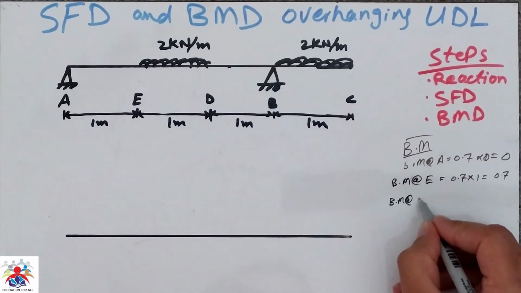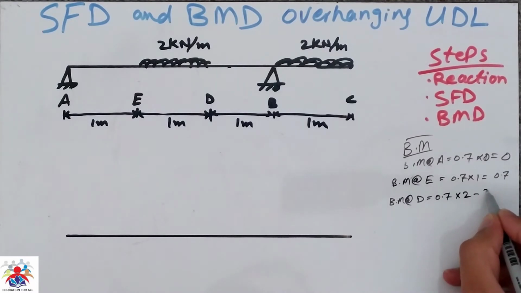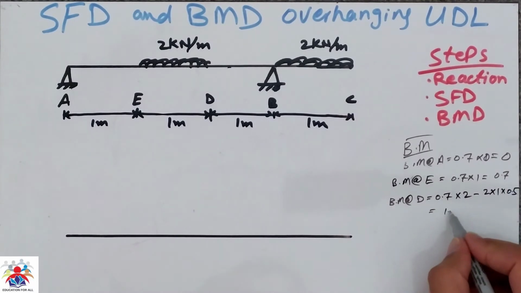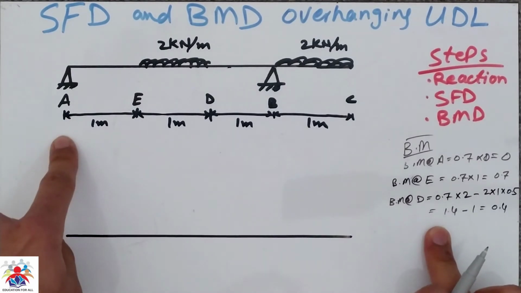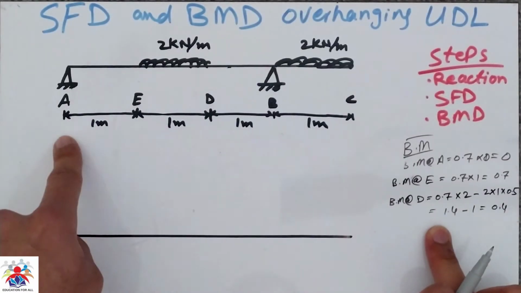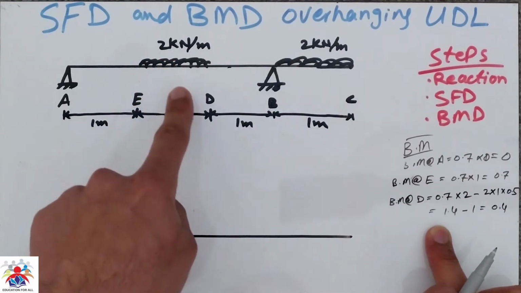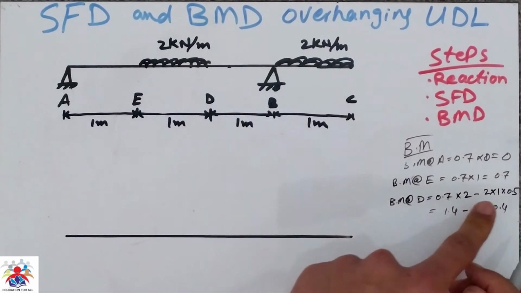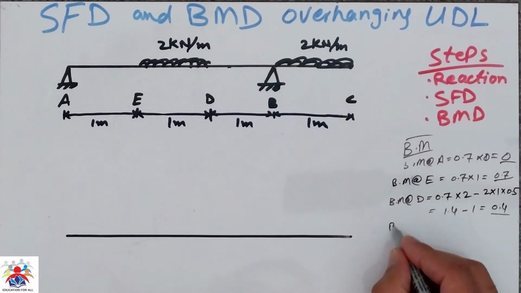Bending moment at point D will be 0.7 multiplied by 2 minus 2 multiplied by 1 multiplied by 0.5. So the answer would be 1.4 minus 1, which is equal to 0.4. Okay, 0.7 multiplied by 2, which is from A to D, minus 2 multiplied by 1. UDL always acts at the middle of its span, which is 0.5 here. So 2 multiplied by 1 multiplied by 0.5, and the answer is 0.4.